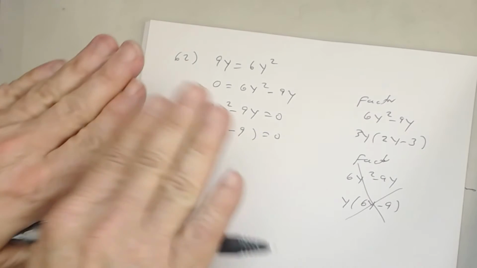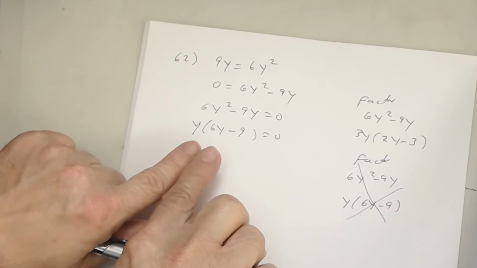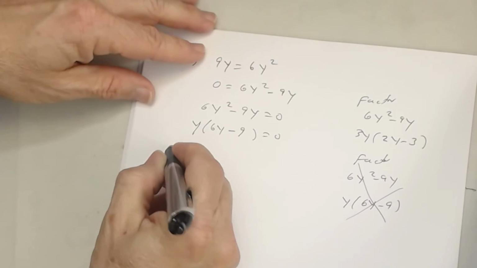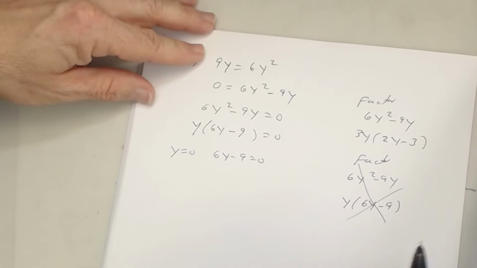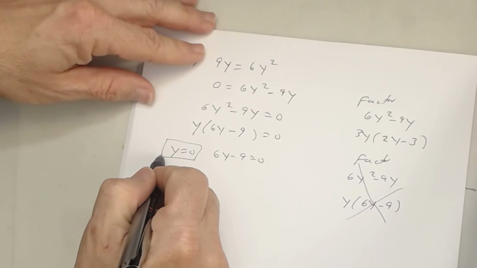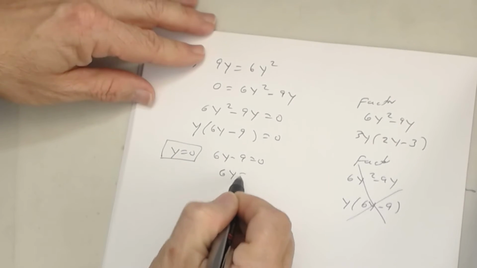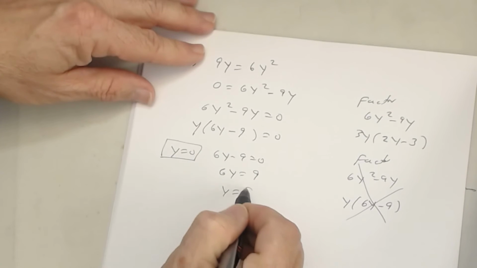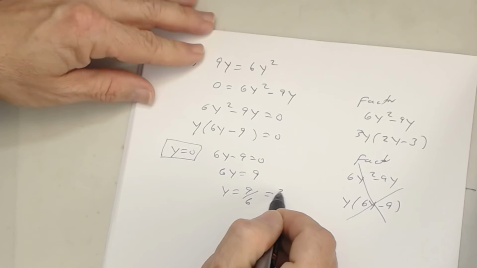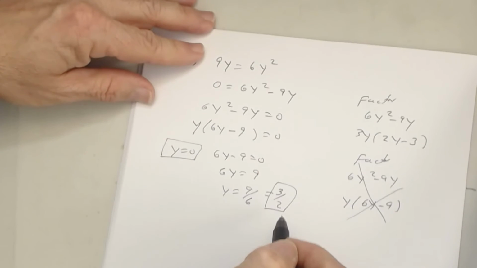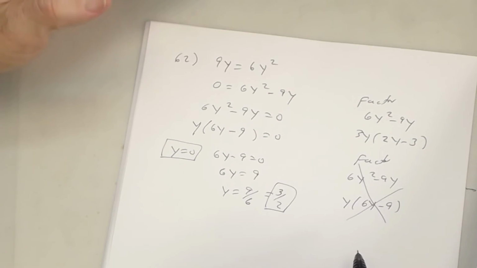Now, what are my factors here? y, and what's the other factor? 6y minus 9. So you set each of those equal to 0, and you solve for y. Well, y is already by itself here, so there's one of my solutions. How do I solve this linear equation? Plus 9. Okay, so 6y equals 9. So y equals 9 divided by what? 9 over 6 reduced is what? 3 halves. Okay? There are your solutions. You solved by factoring.